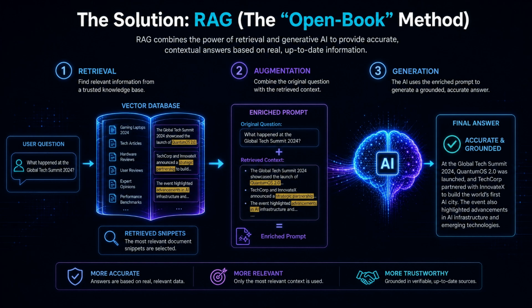First step, retrieval. When you ask a question, the system searches your specific database, the open book, for the most relevant information. Second step, augmentation. It takes the information it found and adds it to your original question, creating a combined prompt. And third step, generation. The AI uses that fresh, accurate information to write a grounded, fact-based answer.